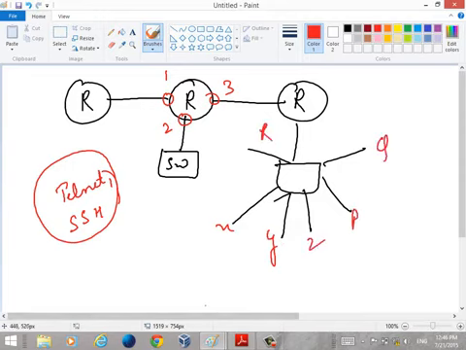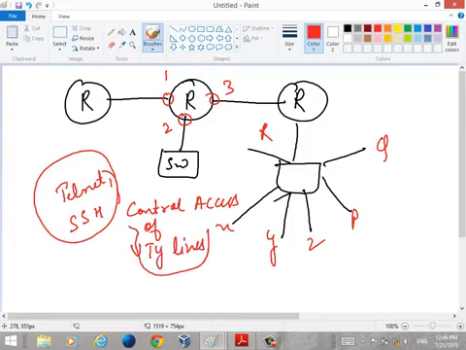Now, here I have users X, Y, Z, P, Q, R. These are my users. Now guys, what you can do is control access of VTY lines. What do you mean by this particular thing? That I can control which user will get a VTY line and which user will not get.